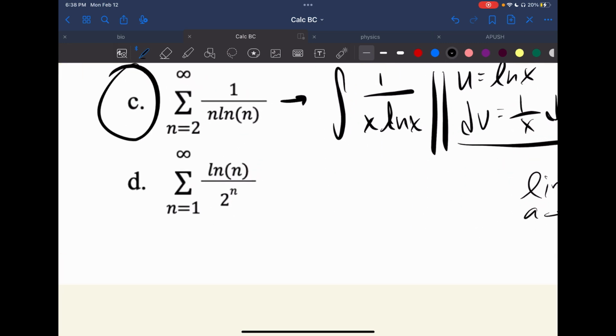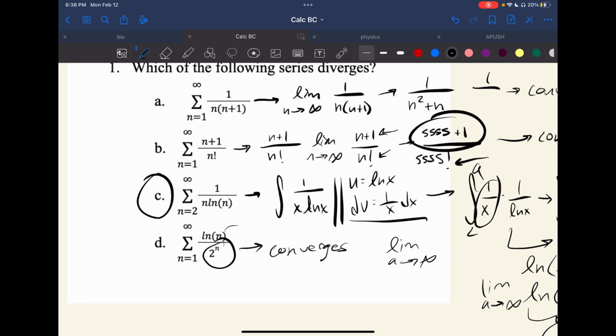And then if you look at this one, the denominator grows way faster than the numerator, so you also know it converges. So yeah, that one is going to be C.